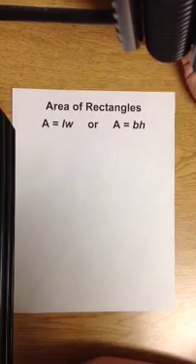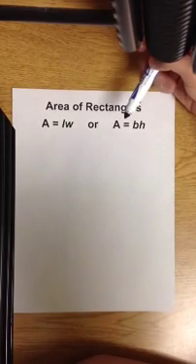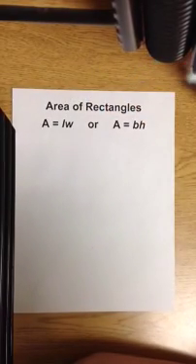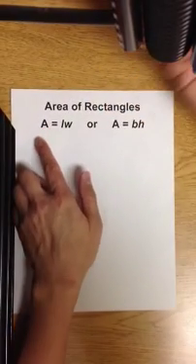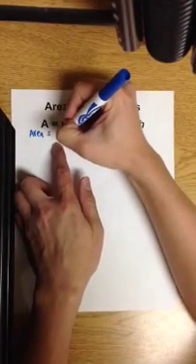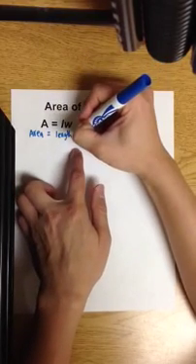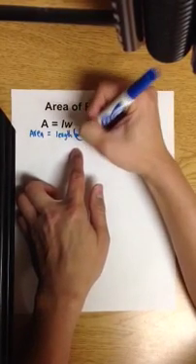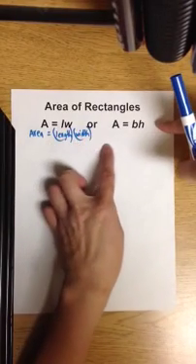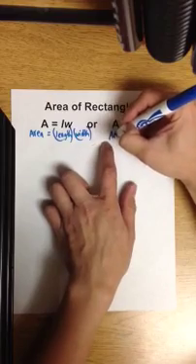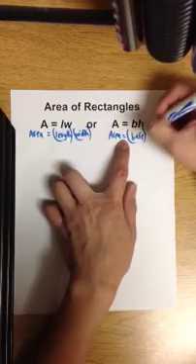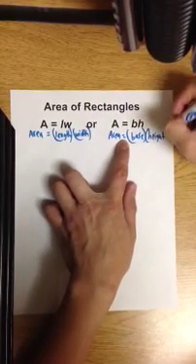You might say, what are all these little letters? Well, these are called variables. Variables are letters that represent a number, a value. So A stands for area. L is length. W is width. You have to multiply the length and the width to find the area of a rectangle or square. So again, in the other formula, A is for area, B stands for base, and H is height.